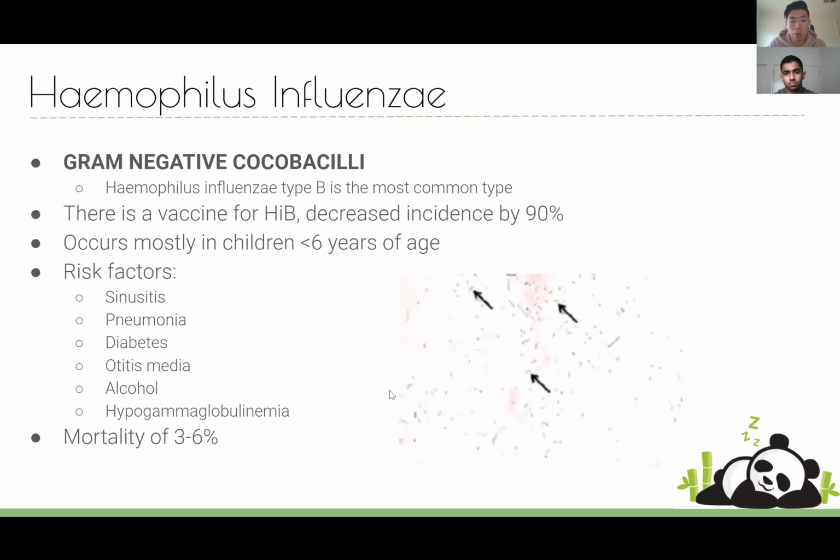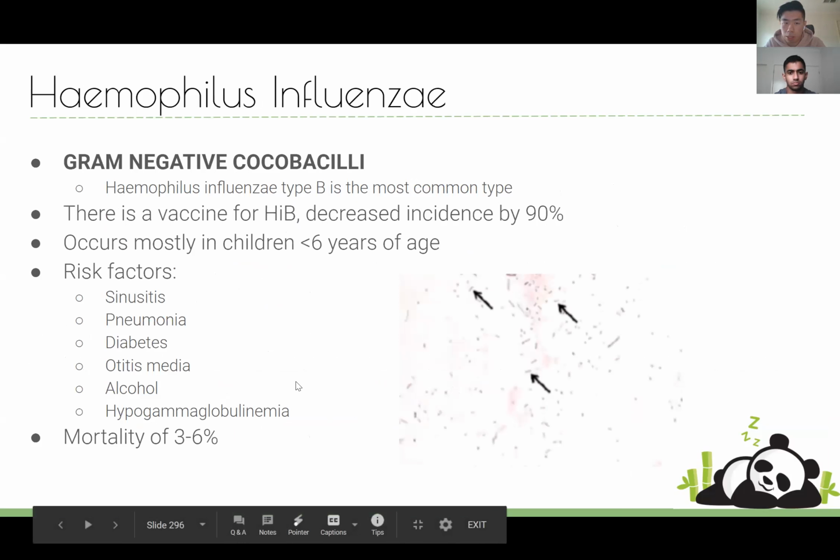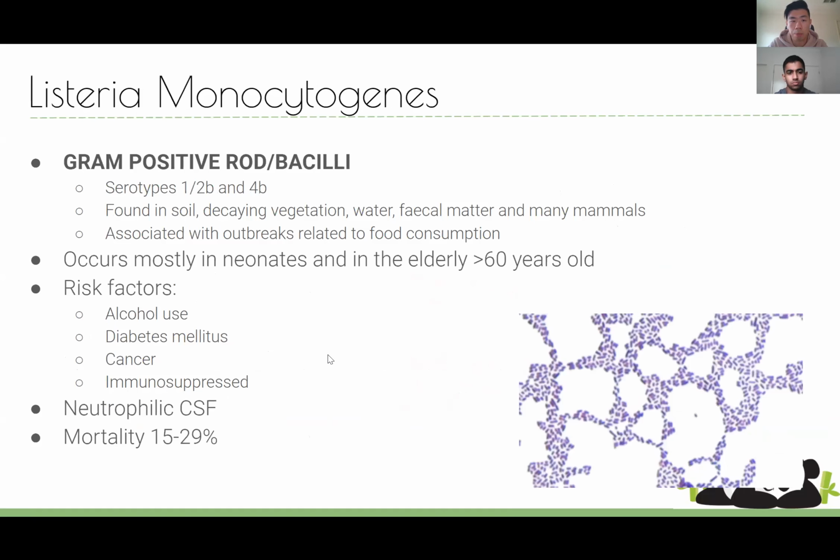And then finally, Haemophilus influenzae is a gram-negative coccobacilli. And this is, I guess, a common type. However, it's less common nowadays because of a vaccine given to children at a very young age. There are classic risk factors, but realistically speaking, what you need to know is the fact that it's a gram-negative coccobacilli.